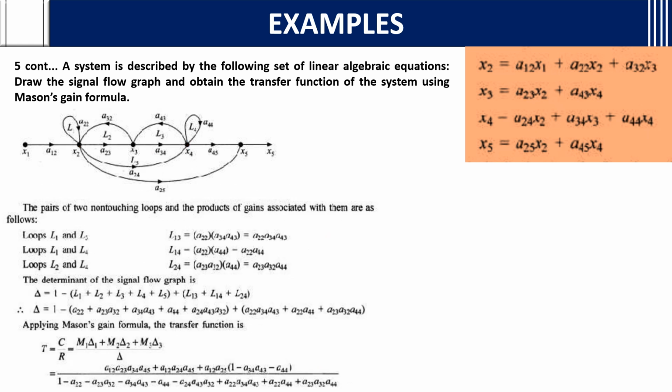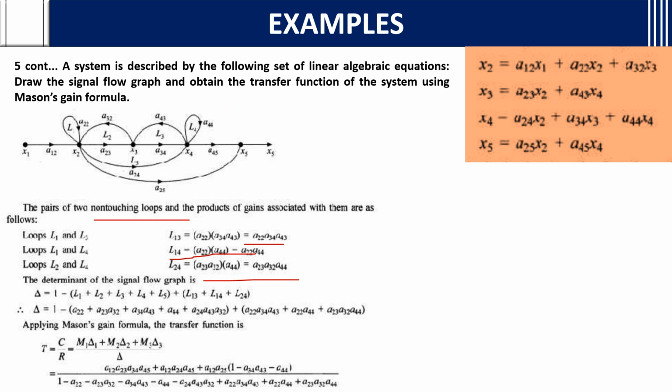Now we have all those. Now you need to find non-touching loops. There are some non-touching loops. If you see L1 and L4, L14, that is a22, a44. One more non-touching loop, what you will see? L1 and L3. That is nothing but a22 and a34, a43. You can multiply these two. Then a23, a32 and a44. This is not touching this. So all non-touching loops you can multiply.